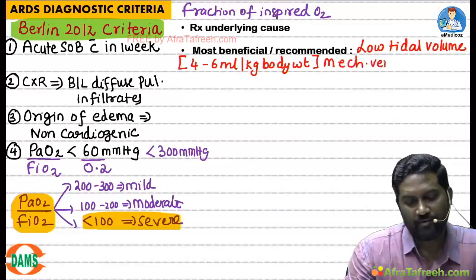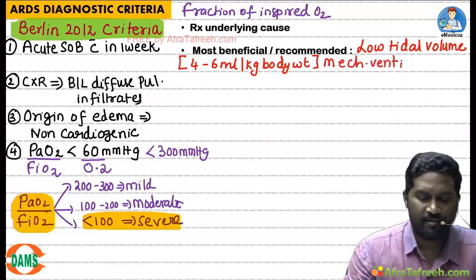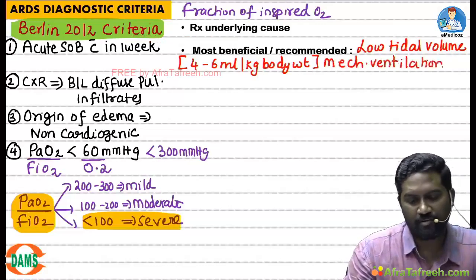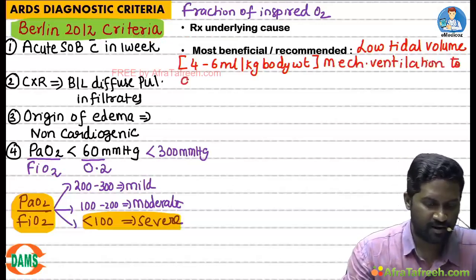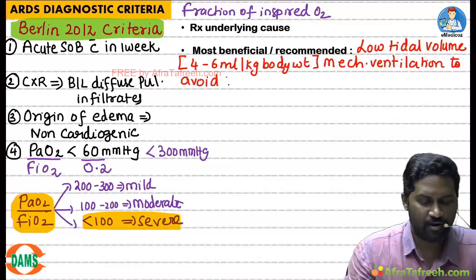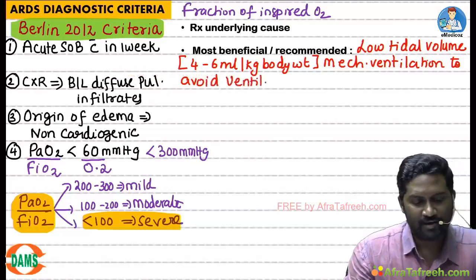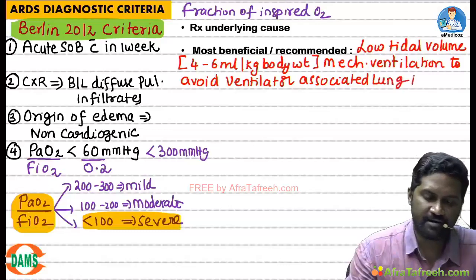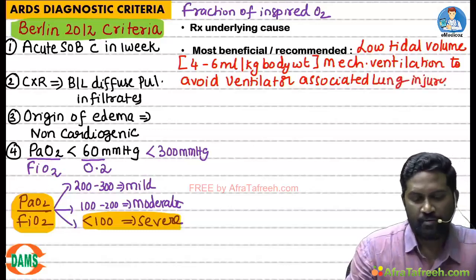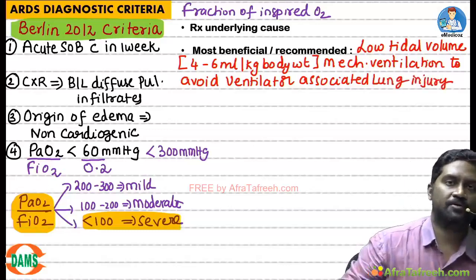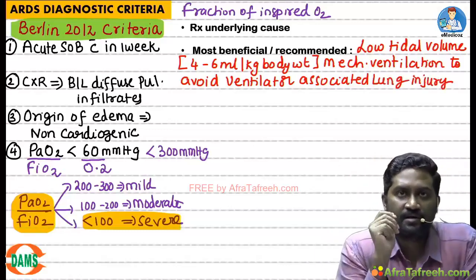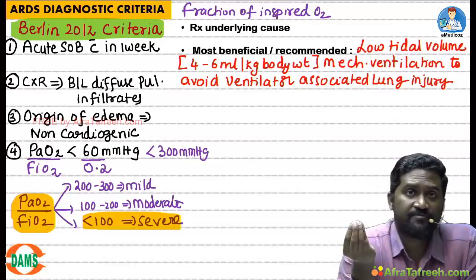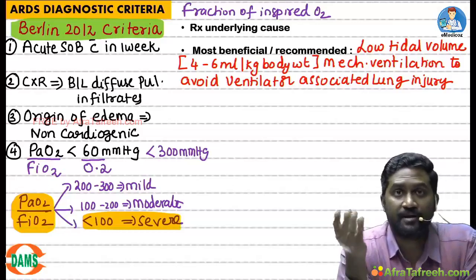Why low tidal volume mechanical ventilation? To avoid ventilator associated lung injury. Now what is the normal tidal volume? We can take it as 500. If you take the weight of the patient as 50 kgs, it will be roughly about 10 ml per kg body weight.